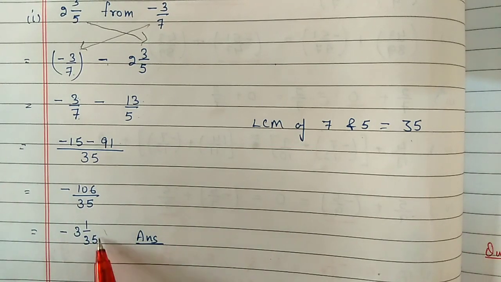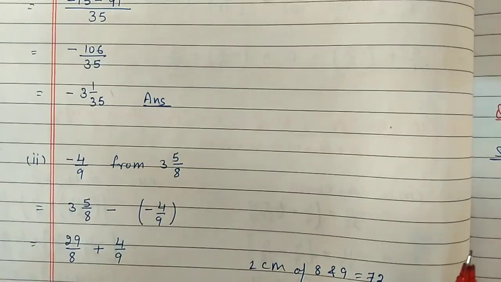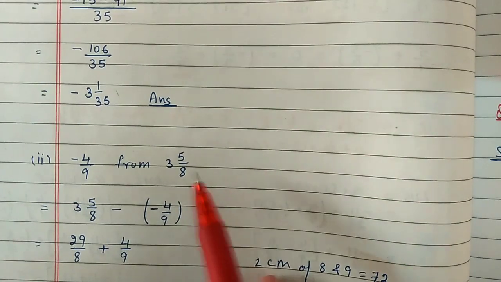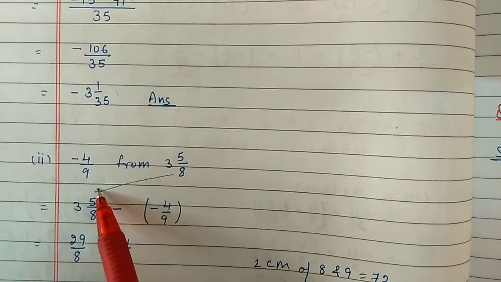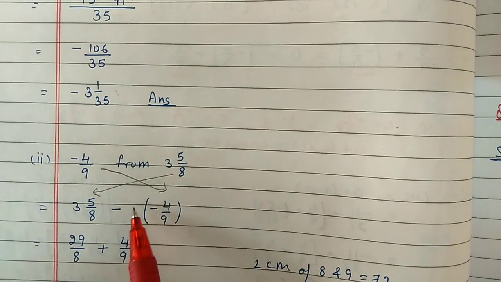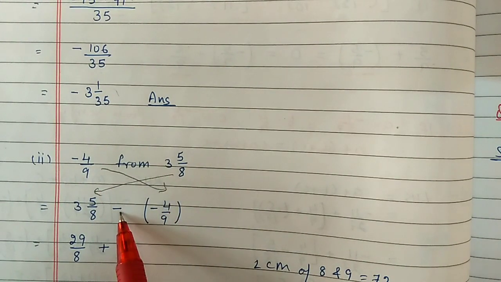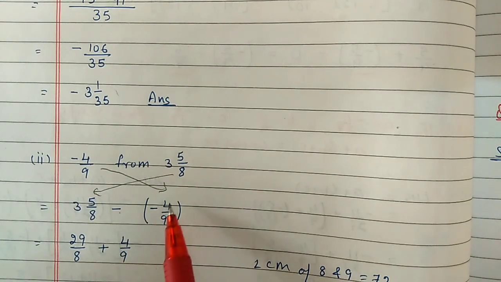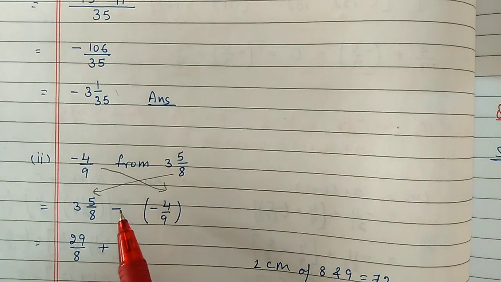Then you can convert into mixed fraction. Second question. Subtract minus 4 by 9 from 3 whole number 5 by 8. So same thing, first this after "from" number will come at first place, this will come at second place, and in between minus symbol you have to put. So 3 whole number 5 by 8 minus minus 4 by 9. Then this minus and this minus will become plus, 29 by 8 plus 4 by 9.